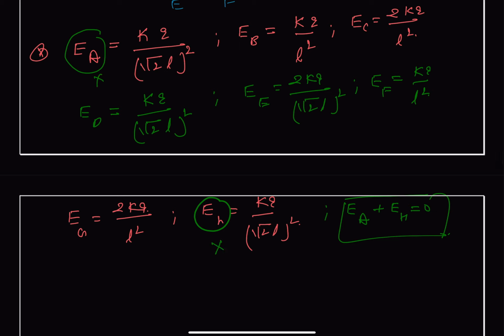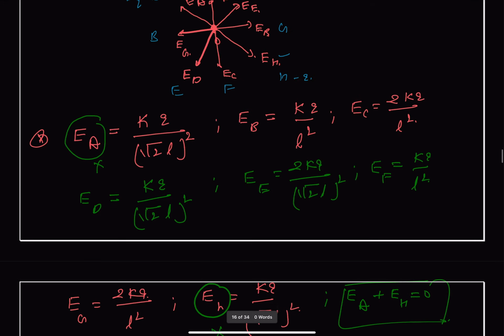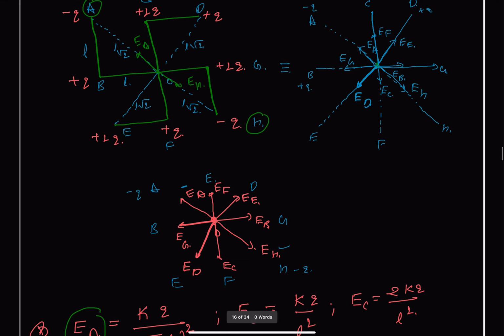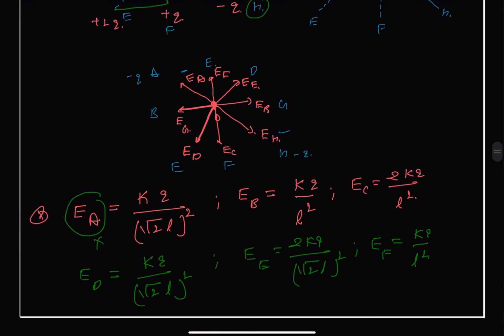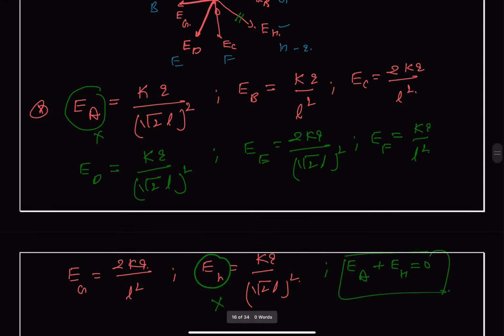And then we are left with the rest of the electric fields, and let's find out what will be now the net electric field. Okay, so EA and EH balance out each other, so we are left with the rest of the electric fields. So let me draw that figure once again.